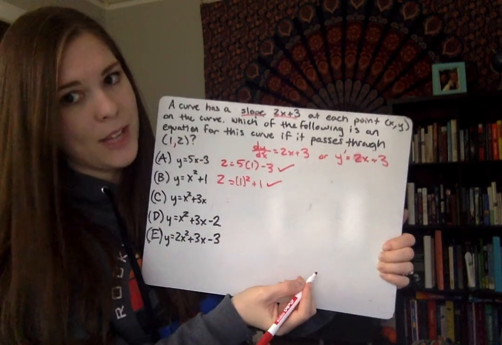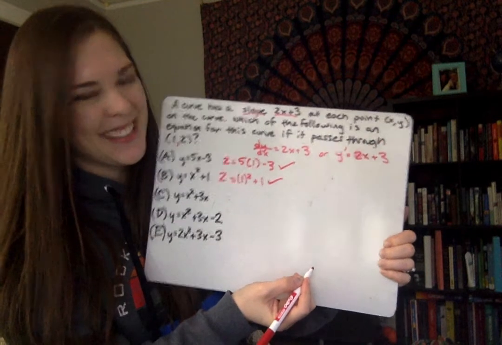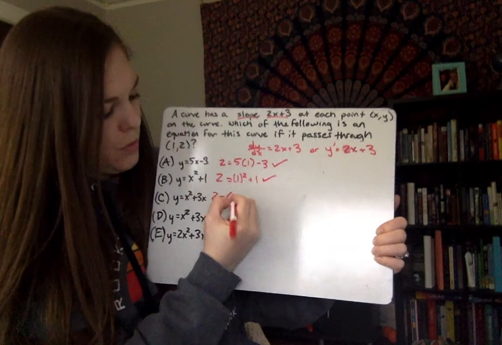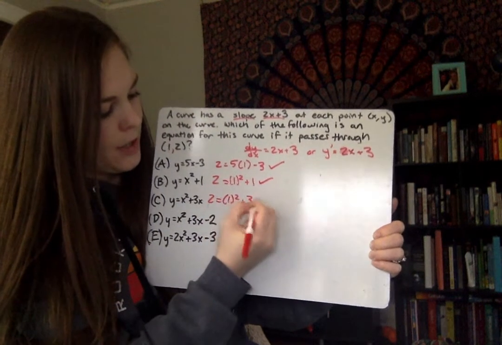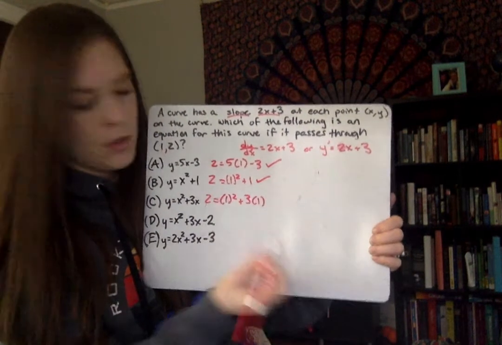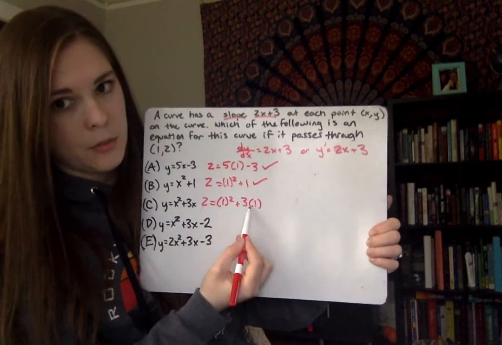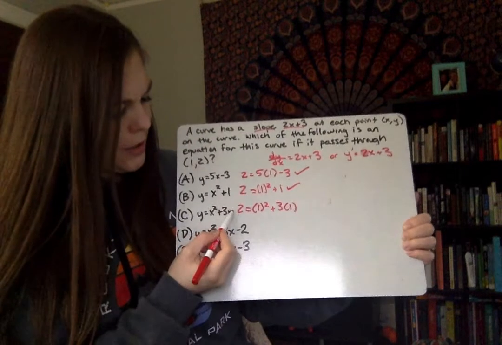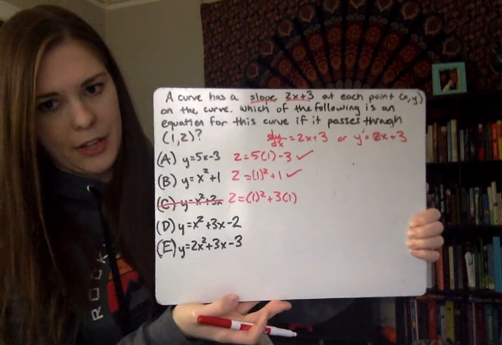And again, if I'm going too fast, remember this is a video, you can pause it. C, I have 2 equals 1 squared plus 3 times 1. So this would end up being 1 plus 3, which is not 2. So I know that C is not going to be my answer here. I can eliminate that option.